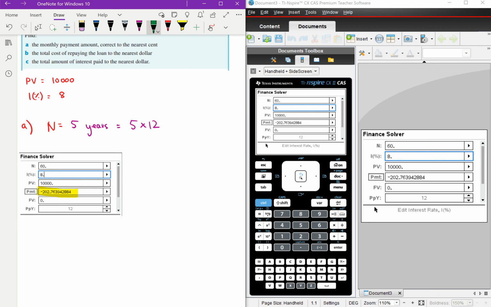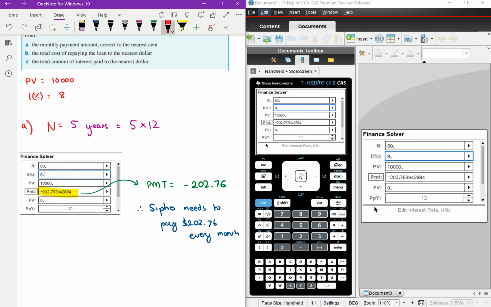And what does that mean again? Negative means it's money out of your pocket. Every month, it's out of your pocket at $202.70, rounded to the nearest cent, 76 cents. So that's the payment that Sifo needs to make every month: $202.76 every month.